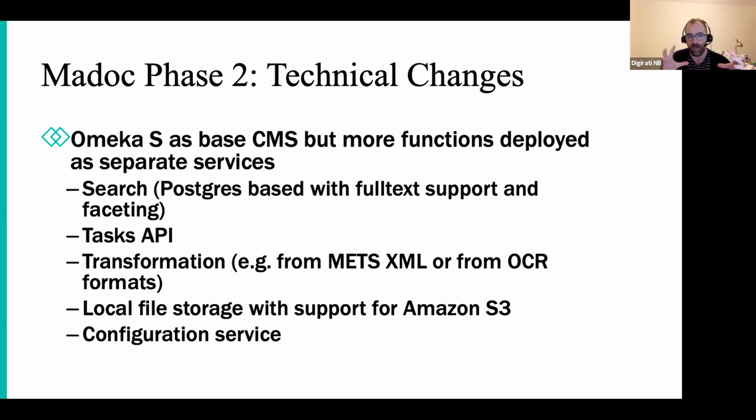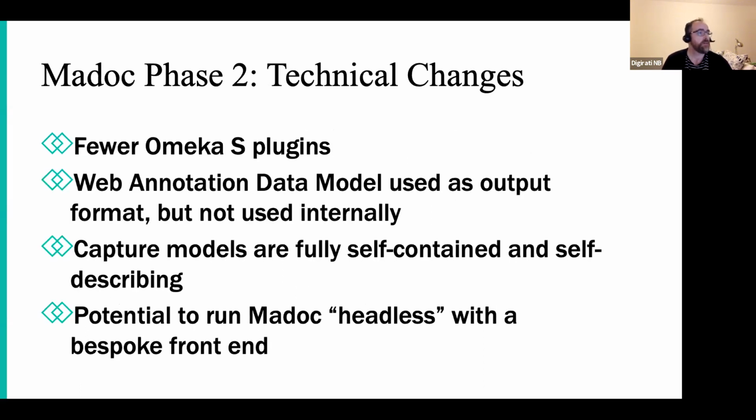It has a kind of common API bus, so we can write additional services, but also people integrating it into their own workflow can write their own API integrations, because it provides a kind of common API across all these services. It has far fewer Omeka S plugins, but it still has some. It doesn't use the web annotation data model as an internal format, but it does use it on output, and it can potentially be run headless with a bespoke front end.